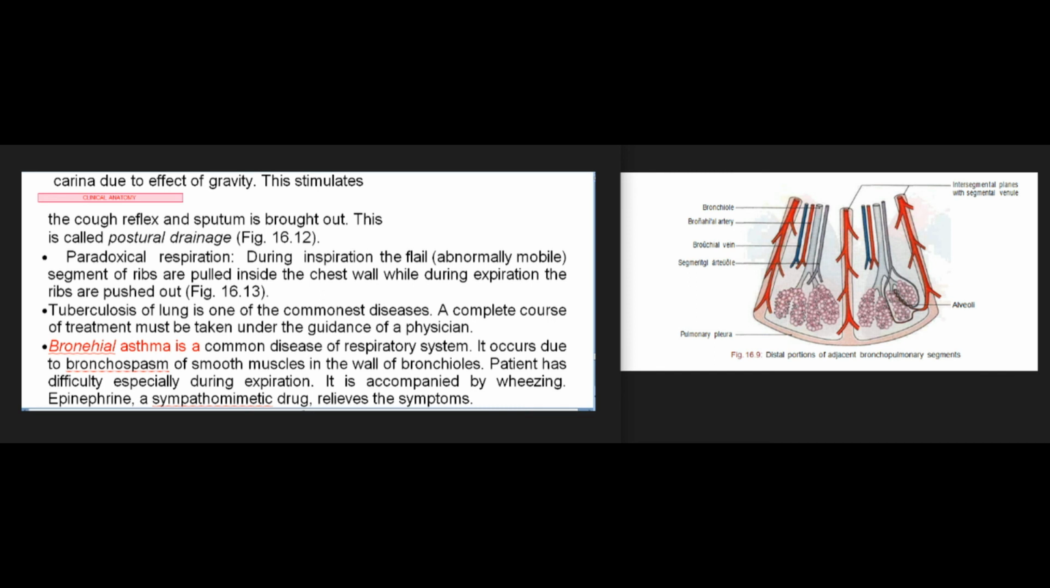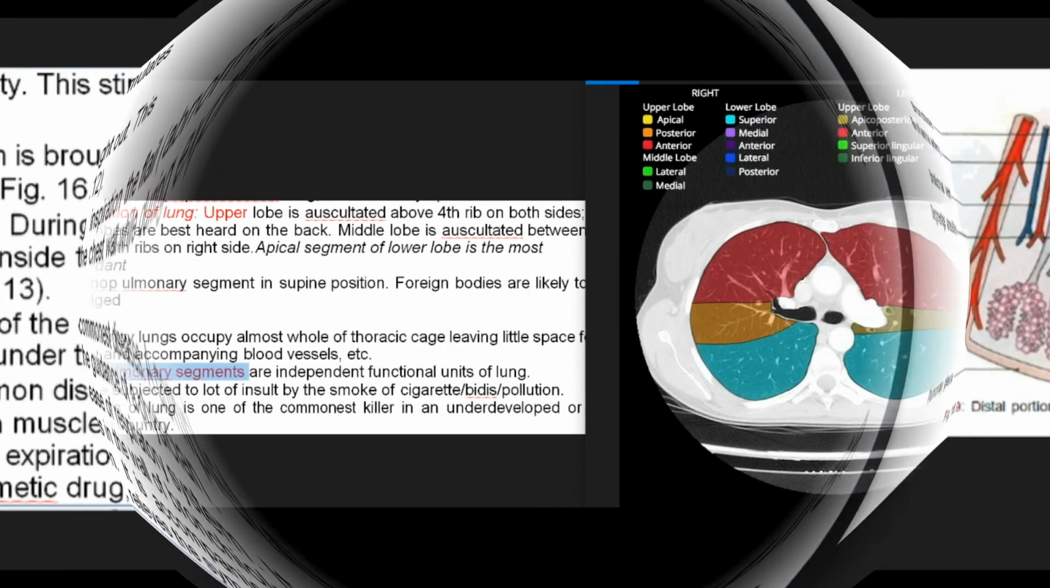Bronchial asthma is a common disease of respiratory system. It occurs due to bronchospasm of smooth muscles in the wall of bronchioles. Patient has difficulty especially during expiration. It is accompanied by wheezing. Epinephrine, a sympathomimetic drug, relieves the symptoms.